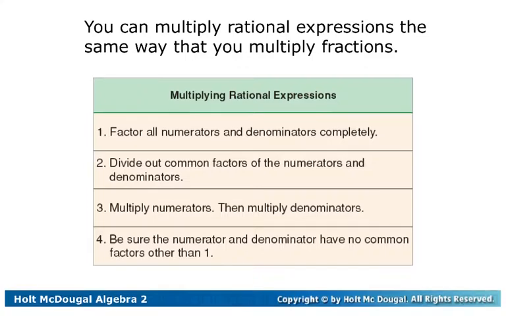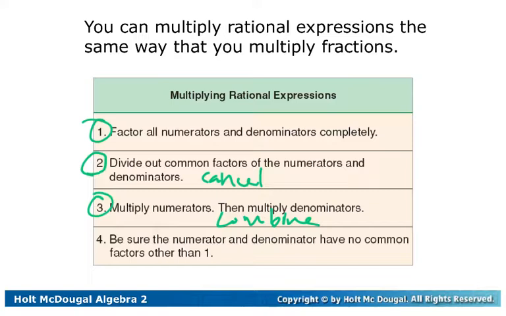Alright, so here we are with multiplying. That was just reducing before, and now we're going to multiply. You can multiply rational expressions the same way that you multiply fractions. So you're going to factor them. That's part 1: factor all the numerators and denominators, just so we can see what pieces we're looking at. Divide out any common factors, so that's your canceling.